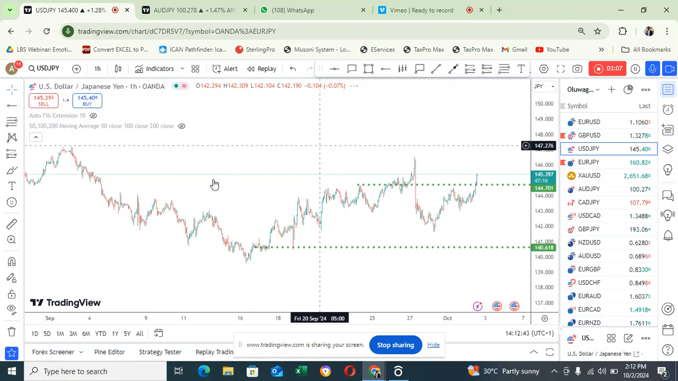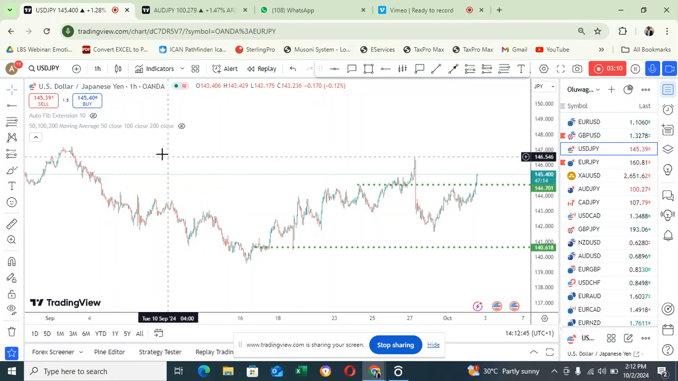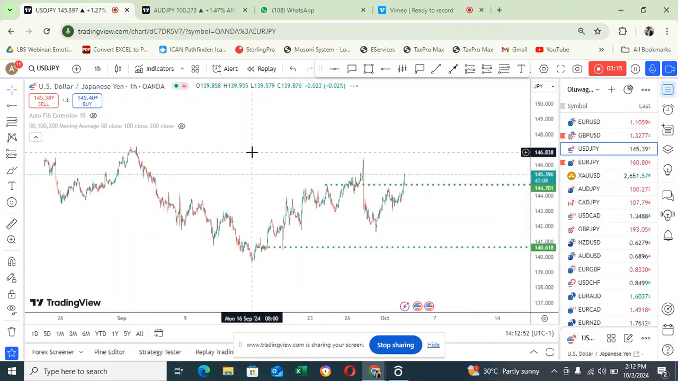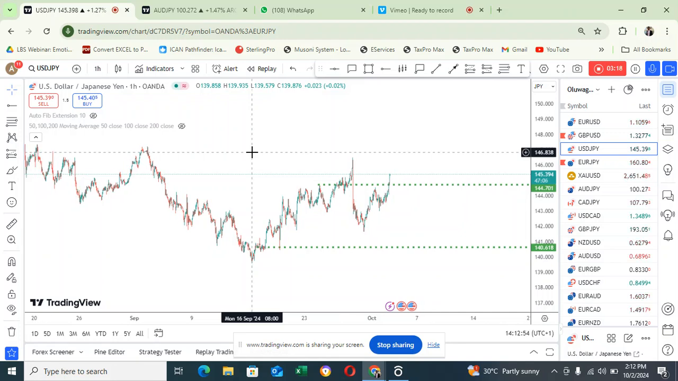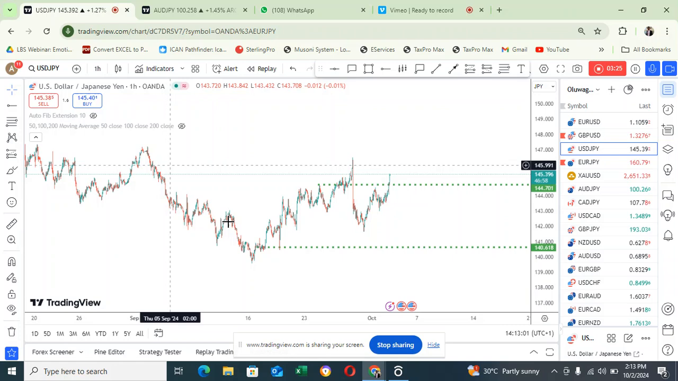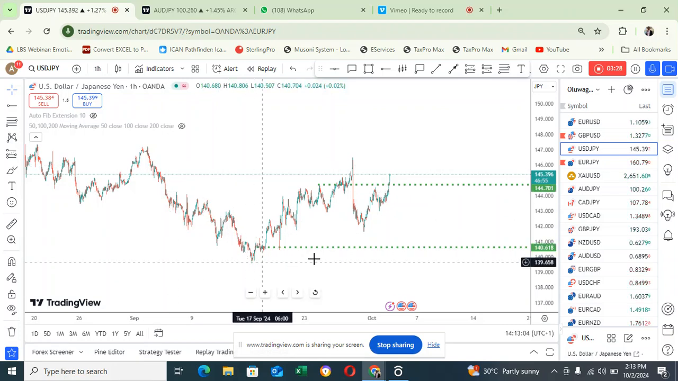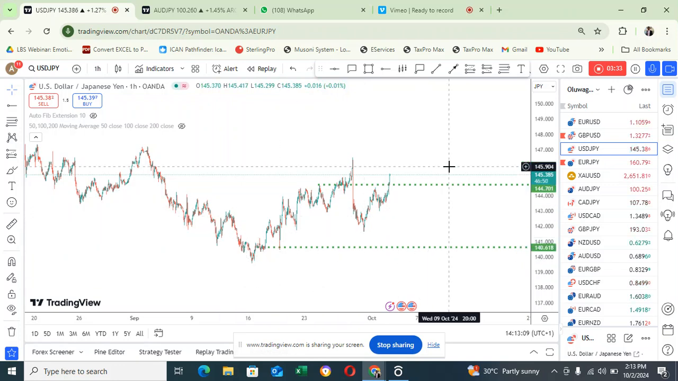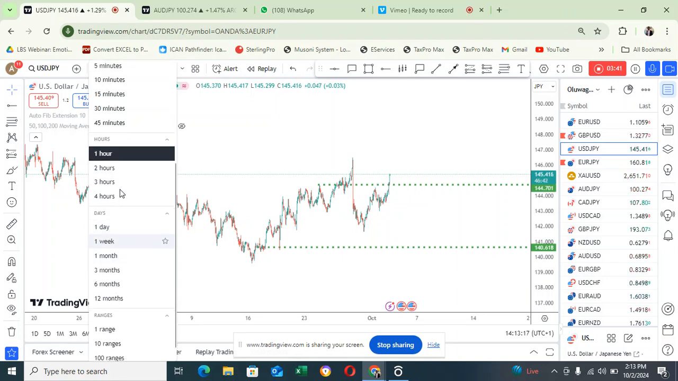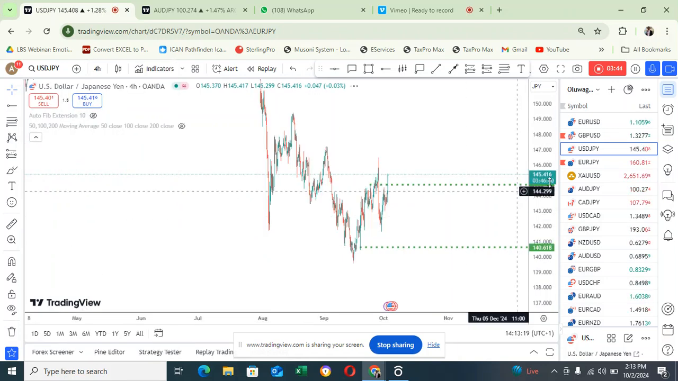We are currently on the 1 hour time frame. Let me zoom in very well so that you'll be able to see the trend of the market. You can see from the 1 hour time frame that the market was previously on a downtrend, and presently, the market is on an uptrend. But let's go to the higher time frame to see a clearer picture of the trend.